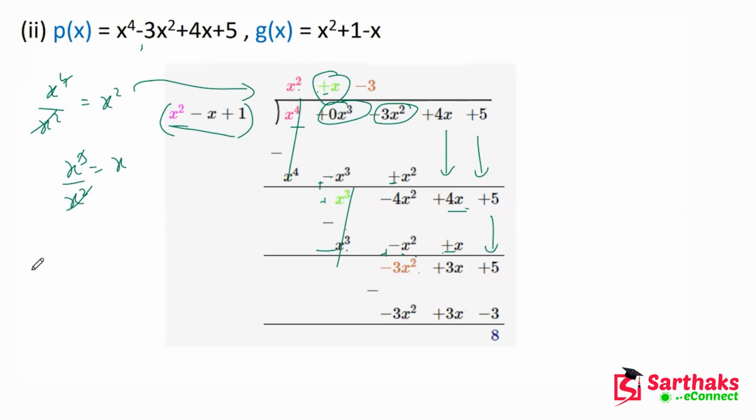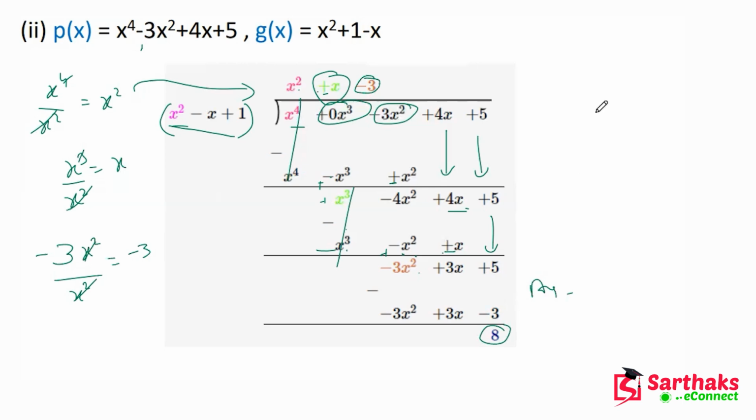Again, we are doing these steps again and again until and unless the degree of the dividend becomes less than the degree of the divisor, okay. Now minus 3x square divided by x square, we get minus 3, okay. Here is minus 3, and this minus 3 is multiplied to the divisor, we get minus 3x square plus 3x minus 3. And by solving this, we get 8. So 8 is our answer.